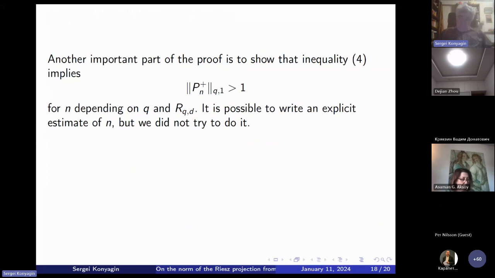And actually, we use some trick to turn from the spherical partial sums to the Riesz operator in the space of some large dimension. And the inequality written on the previous slide implies the following inequality. So actually it is possible to write an explicit estimate of n, but we did not do it.